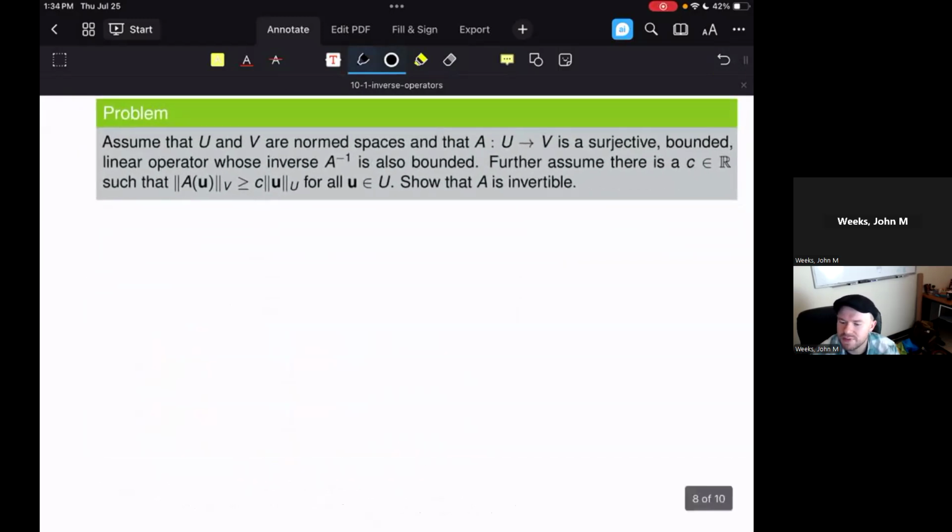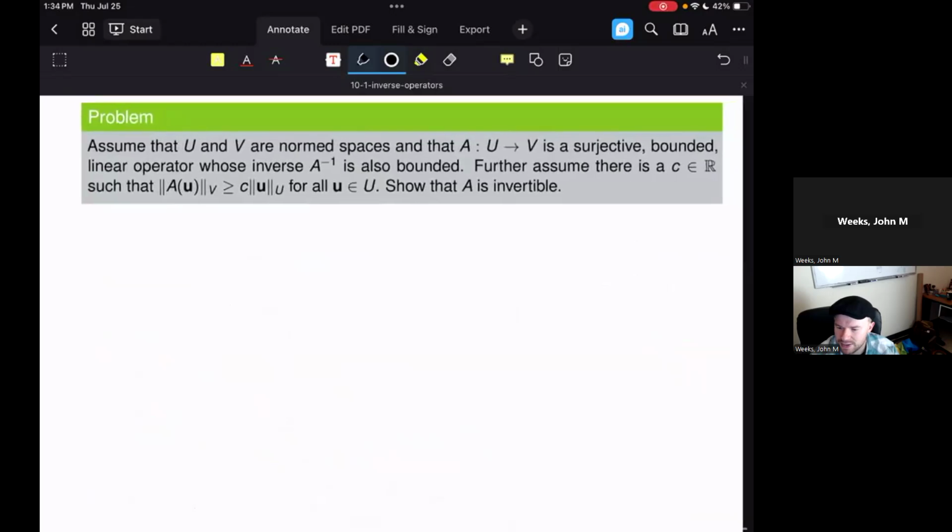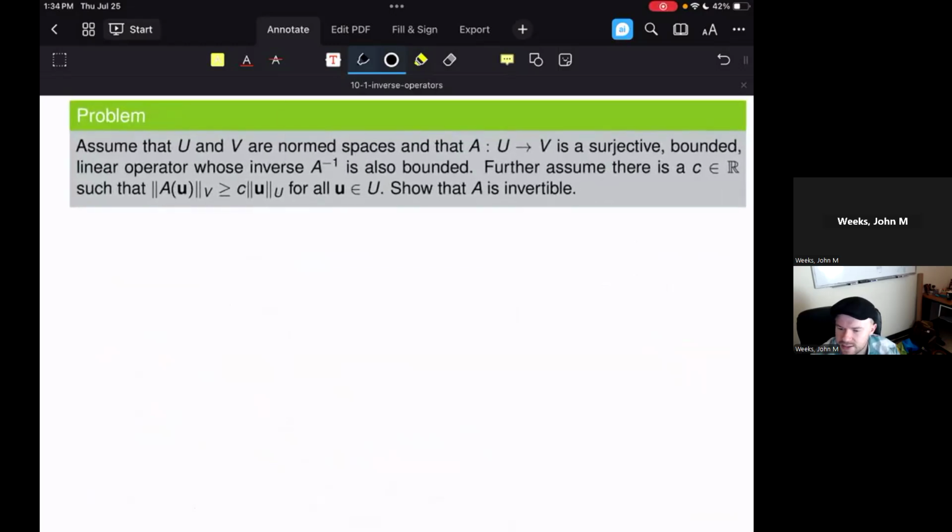Let's keep going with some of these ideas, also taking a look at boundedness. So let's assume that U and V are normed spaces and that A, going from U to V, is a surjective bounded linear operator. Let's further assume that there is a real constant C such that the norm of A times the vector u is greater than or equal to C times the vector u's norm for all vectors u inside of our domain vector space. Now let's show that A is invertible.